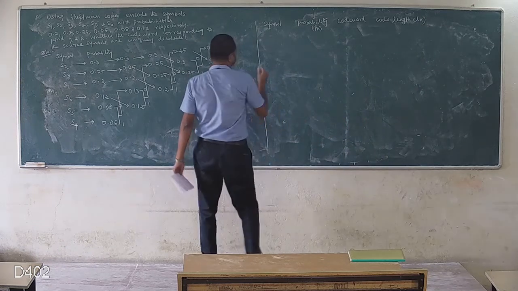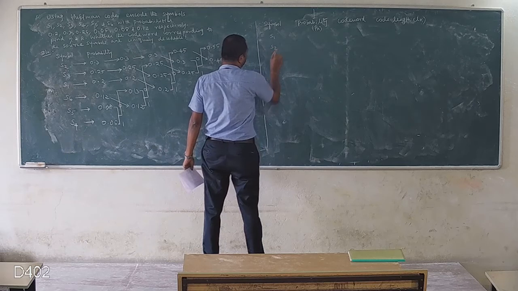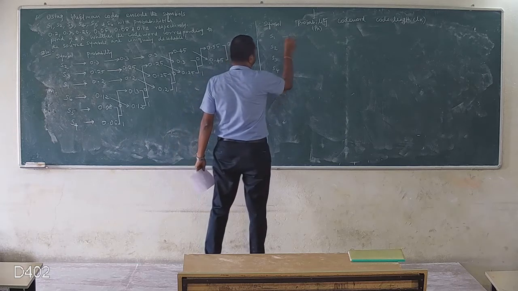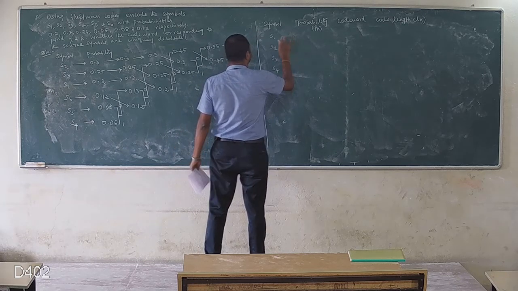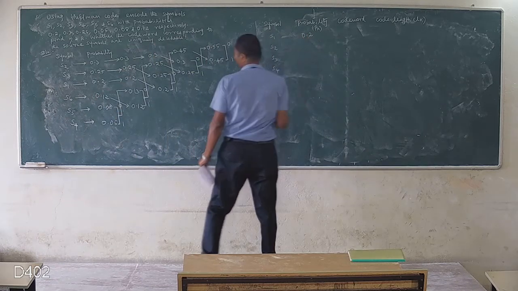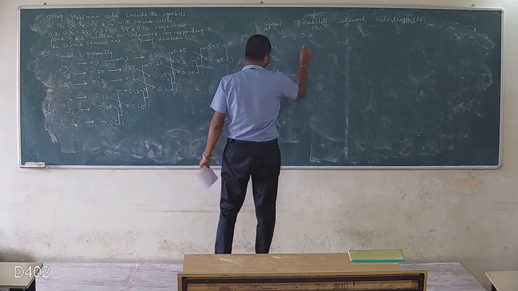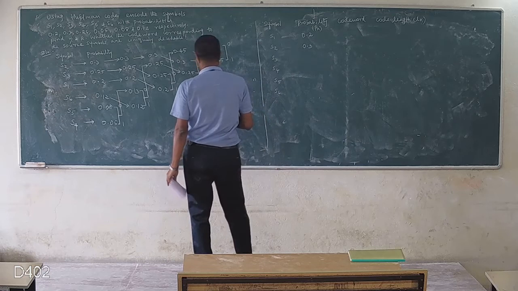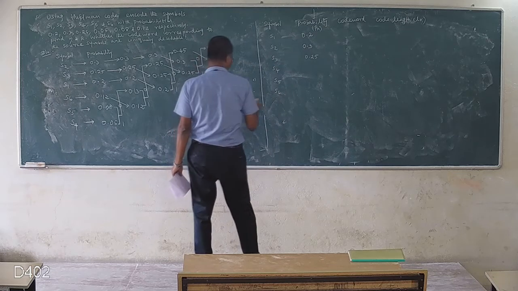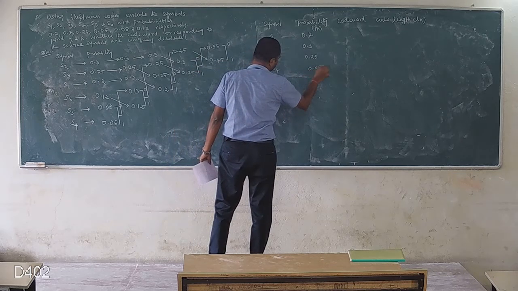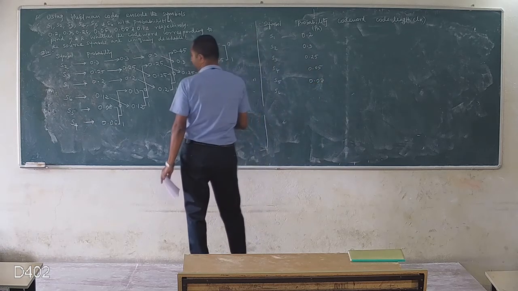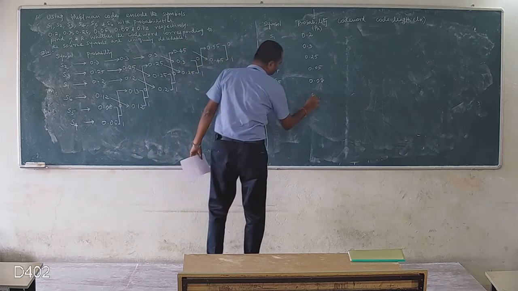There are 6 symbols we have: S1, S2, S3, S4, S5 and S6. Probabilities are, for S1 it is 0.2, for S2 it is 0.3, for S3 it is 0.25, for S4 it is 0.05, S5 it is 0.08, and S6 it is 0.12.